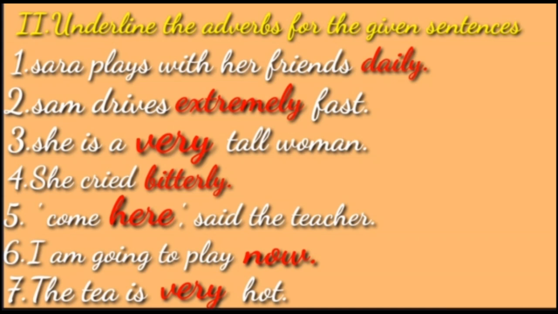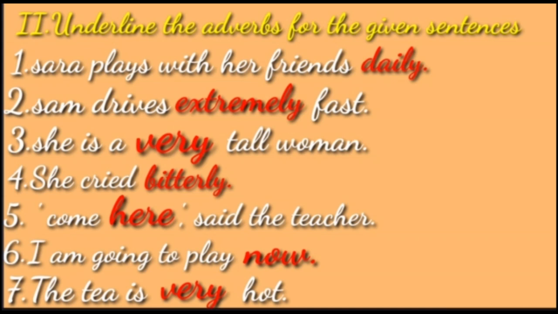Before I explain this, I will tell you the types of adverbs. Adverbs are of five kinds: adverbs of manner, adverbs of time, adverbs of place, adverbs of degree, and adverbs of frequency. Here, adverb of manner. She cried bitterly. An adverb of manner shows how an action is done. It answers the question how or in what manner. So, it answers how she cried. She cried bitterly.